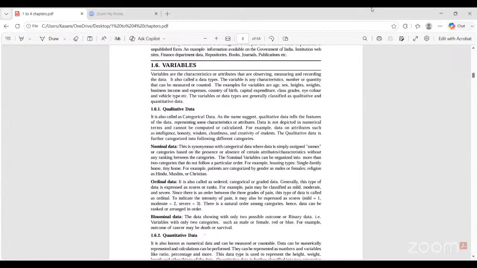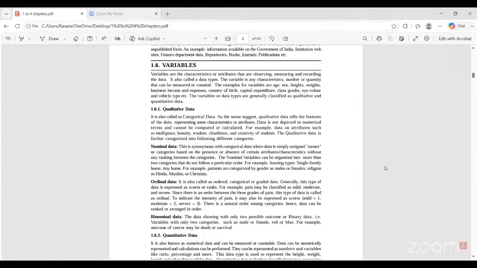In no particular order, for example, housing type: single family home, tiny home. For example, patient categories, gender: male and female. Religion as Hindu, Muslim, Christian. This is qualitative data, nominal data. Now you have understood, I think, Navina. Yes, sir. So this is qualitative data.